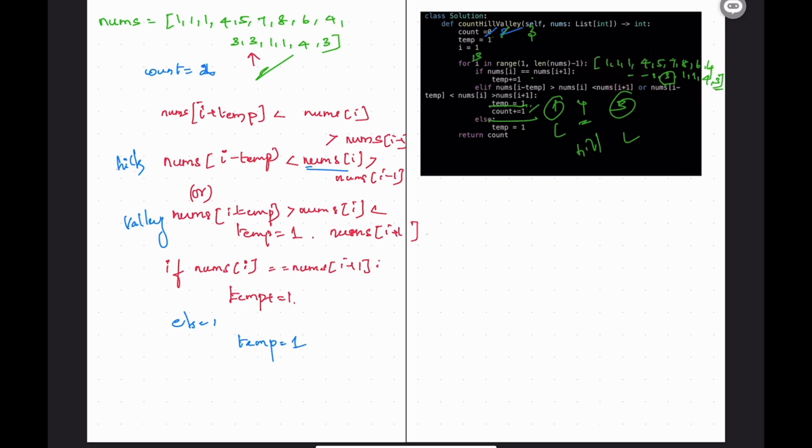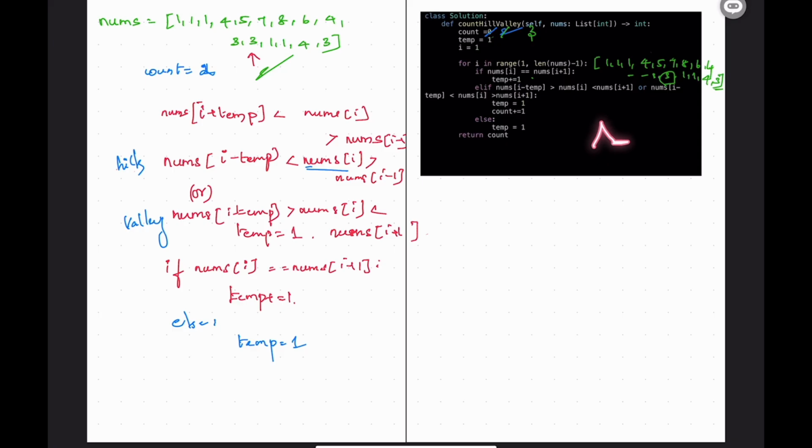I hope this makes sense, how the hills and valleys are getting counted. Basically, if it is the same, we add it to temp. We have a temp variable. If it's not the same, then we have the previous non-equal neighbor and the next non-equal neighbor. If both are less, it will contribute to a hill. The current is a hill because both are less. If not, the current is a valley if both are greater.